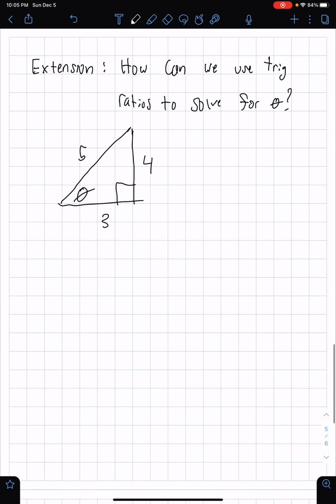So let's say we know all sides of the triangle. So that means we know sine, cosine, and tangent. But what if we want to find what theta would give us those sides? Let's think about that, and then we'll talk about that during our next class.